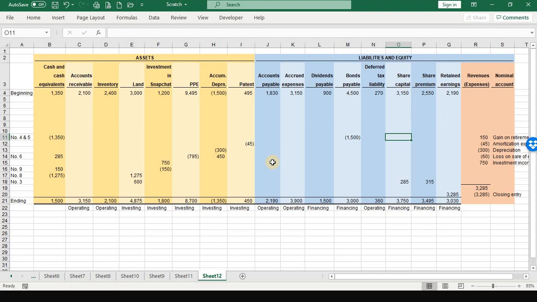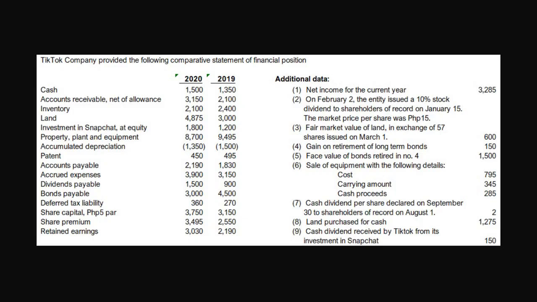Now, let us check whether there is a transaction affecting the share capital account based on the additional data in our problem. Based on the additional data, aside from the number 3 transaction, that is the issuance of share capital in exchange of land, there is a transaction in number 2 that has an effect on the share capital. Because on February 2, the entity issued a 10% stock dividend to shareholders of record on January 15, when the market price of the share is 15 pesos.